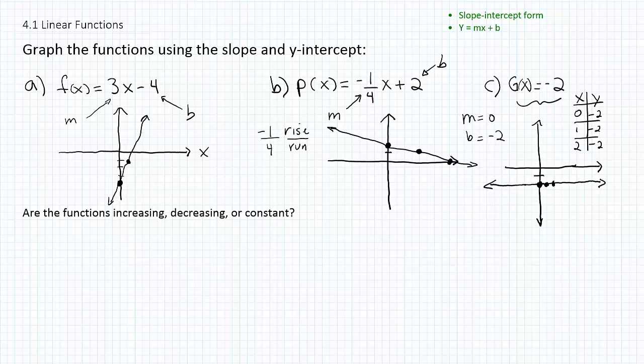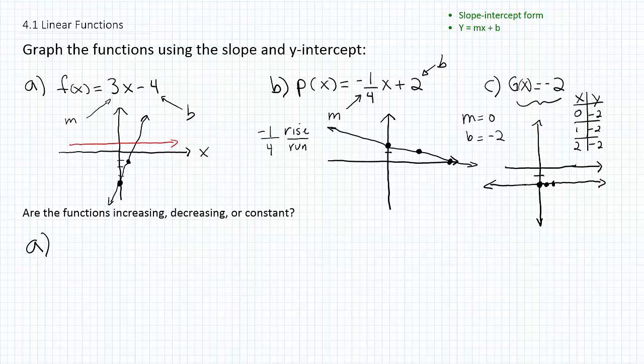It says, are the functions increasing, decreasing, or constant? Let's tackle function A first. Function A is increasing. And why do I say it's increasing? Because it's rising as you read the x-axis from left to right, right? So if you look at the x-axis and you move this way visually, and you think about what you'd have to do if you were walking along our line, you'd be walking upward, right? So as we move visually from left to right on the x-axis, the graph is going upward.